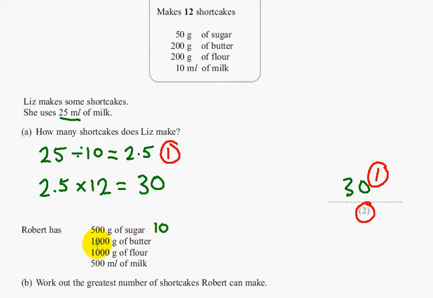But he only has 1000 grams of butter, and it takes 200 grams to make 12 shortcakes. So how many 200s are there in 1000? Only 5. So you can only make 5 batches with that amount of butter. The flour is the same. He has 1000 grams of flour, but he needs 200 grams per batch. So how many 200 grams are there in 1000? 5.